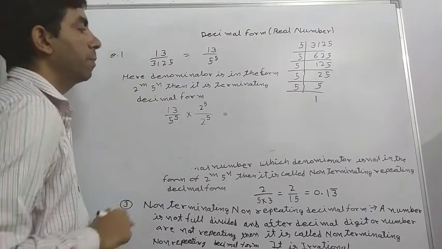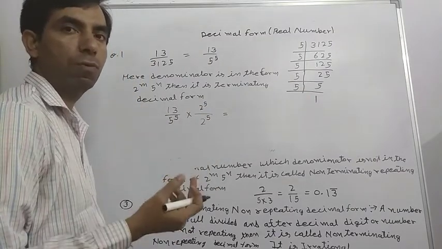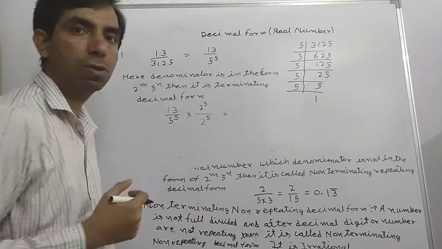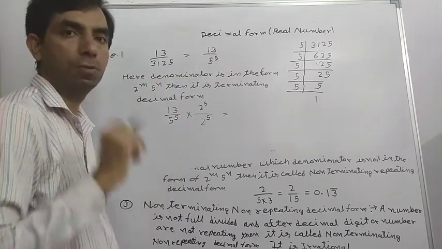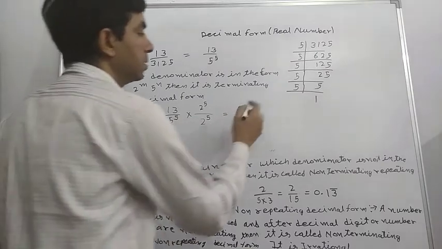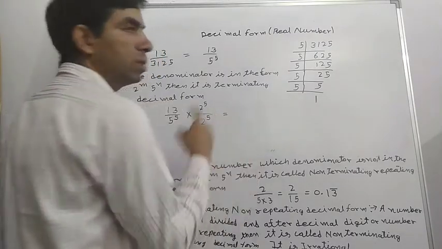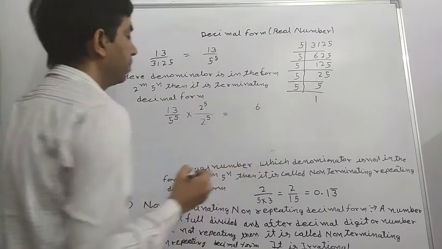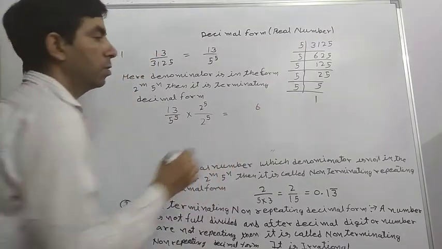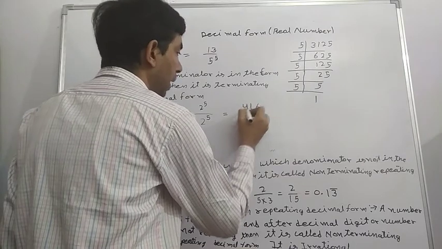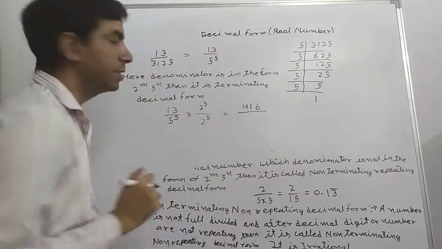So we multiply the numerator and denominator by 2 to the power 5. 2 to the power 5 is 2, 4, 8, 16, 32. Means 2 to the power 5 is 32. So 32 multiplied by this. Here we get 13 times 2 is 26, 13 times 3 is 39, 26 plus 39 is 65. Hence our solution is 416.